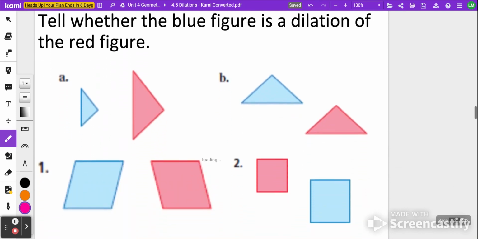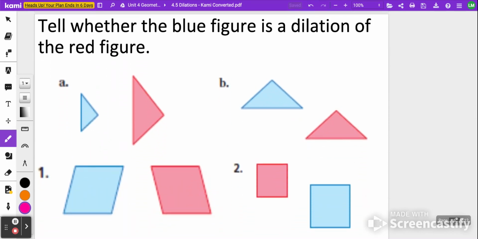What we're going to do now is just tell whether the blue figure is a dilation of the red figure. Remember, dilation just means the shape is getting bigger or smaller. So for letter A, that one should be yes. Letter A shows the red figure getting larger than the blue one. Letter B is a no, though. This is a translation. Number 1 is no, that one is considered a reflection, but number 2 is considered yes, it is a dilation. The red figure actually got smaller from the blue figure.